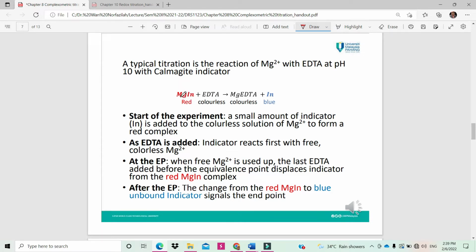But when the magnesium reacts with EDTA, the indicator will be alone, and it will turn into blue. So this indicator is the calmagite, and these are the steps. What happened during the titration?